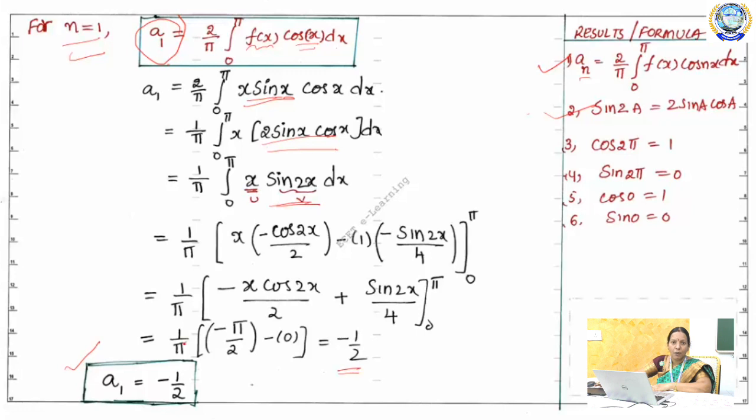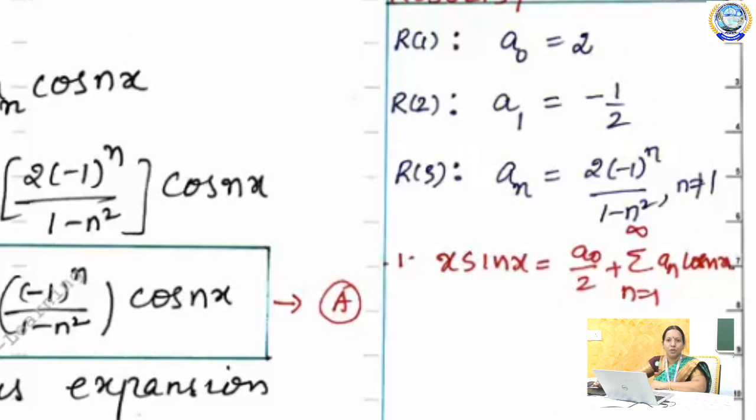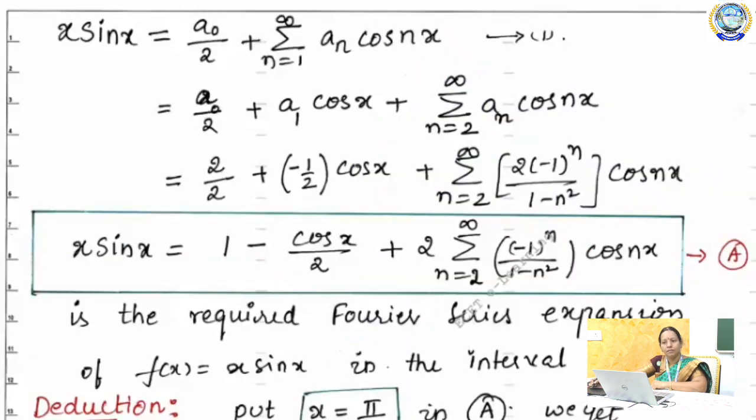We obtain a1 value equal to minus 1 by 2. Is it clear? Now we will substitute a0, a1 and an values in equation 1. We get x sin x equals a0 by 2 plus sigma n equals 1 to infinity an cos nx dx.